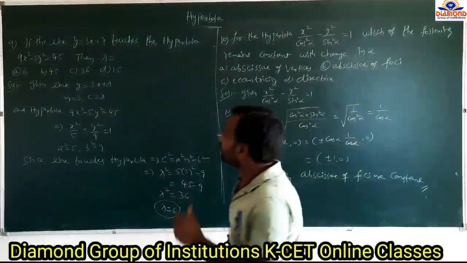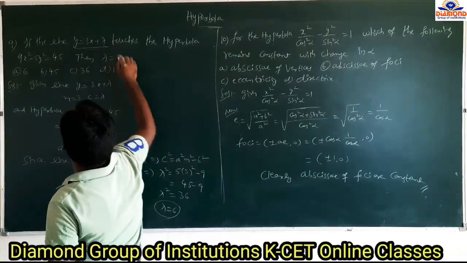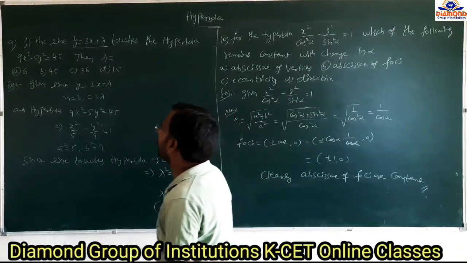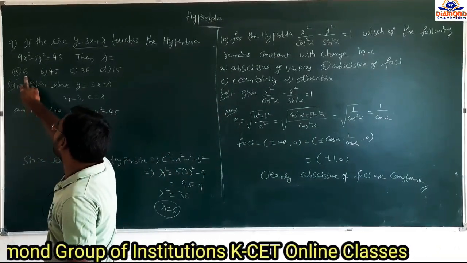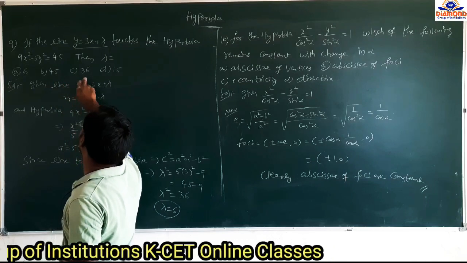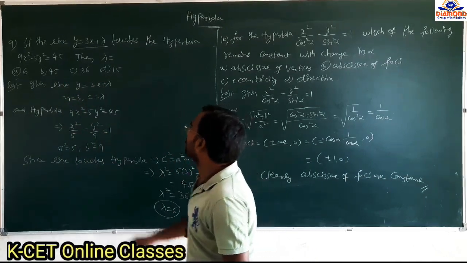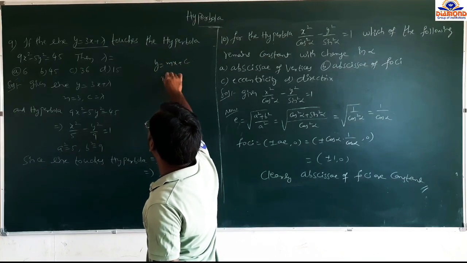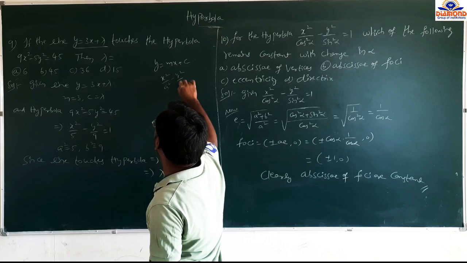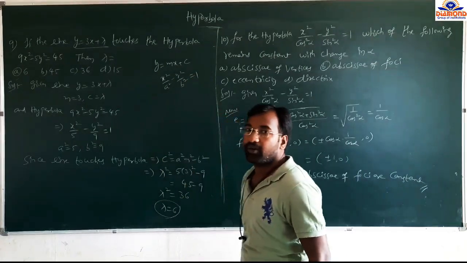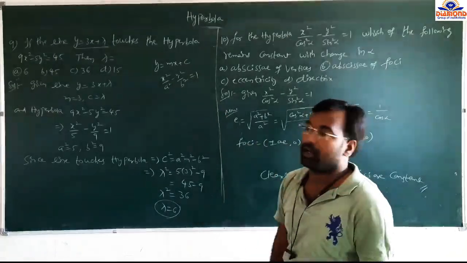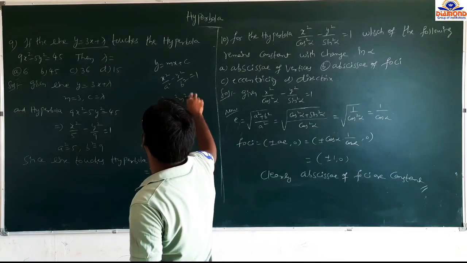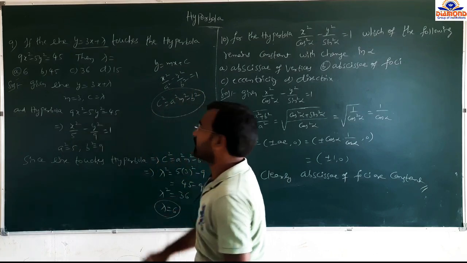Next problem. If the line y equal to 3x plus lambda touches the hyperbola 9x square minus 5y square equal to 45, then lambda equal to option A 6, option B 45, option C 36, option D 15. If the line y equal to mx plus c touches the hyperbola x square by a square minus y square by b square equal to 1, touches the hyperbola means the line is tangent to the hyperbola. At that time the touching condition is c square equal to a square m square minus b square.